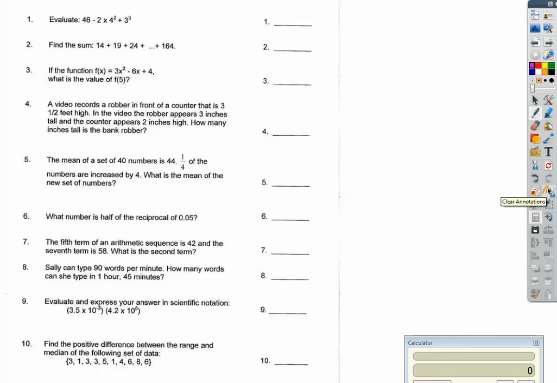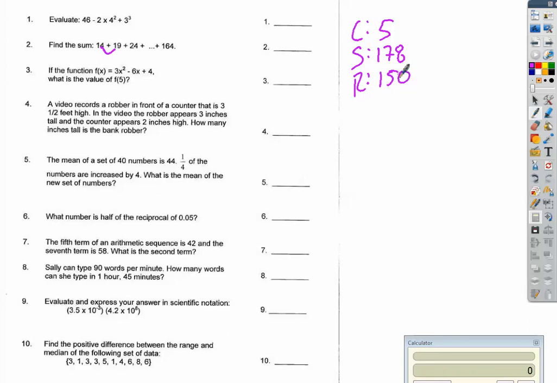For number 2, we're finding the sum. Now, we need to know the counting number, we need to know the sum of the first and the last number, and we also need to know the range. So the counting number, well, what are we counting by here? 5. The sum of the first and the last number is 14 plus 164, which is 178. And the range is 164 minus 14, which is 150.